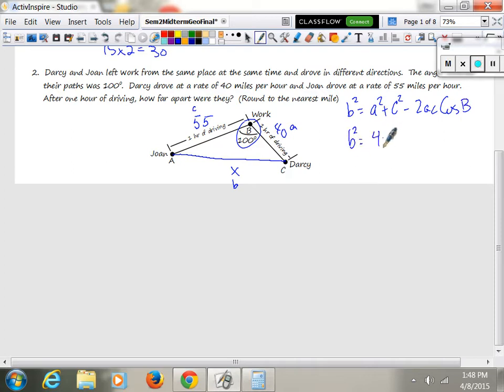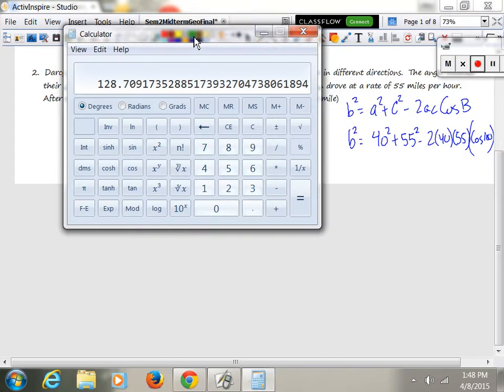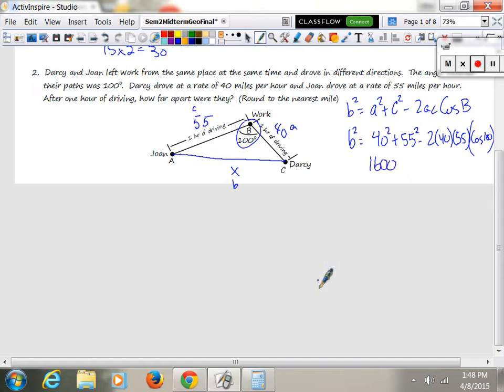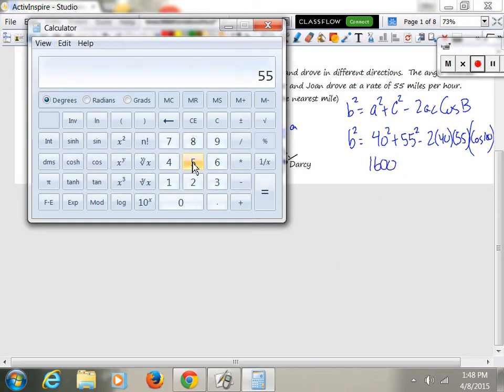equals a squared, 40 squared, plus c squared, which is 55 squared, minus 2 times 40 times 55 times the cosine of 100. So all of this is going to go into our calculator. So 40 squared, 1,600. 55 squared, 3,025.